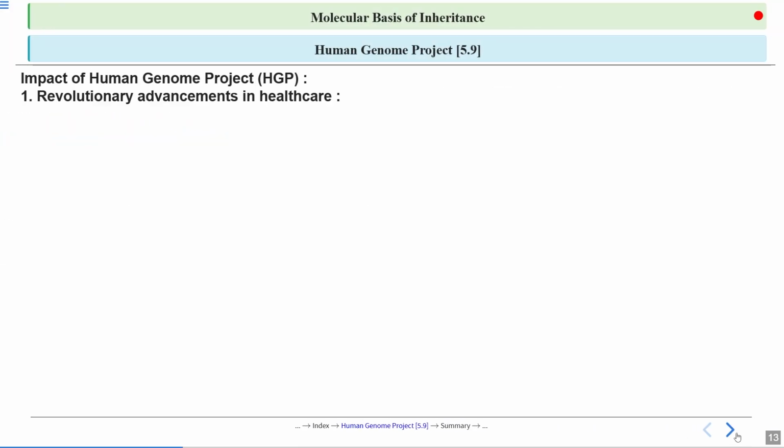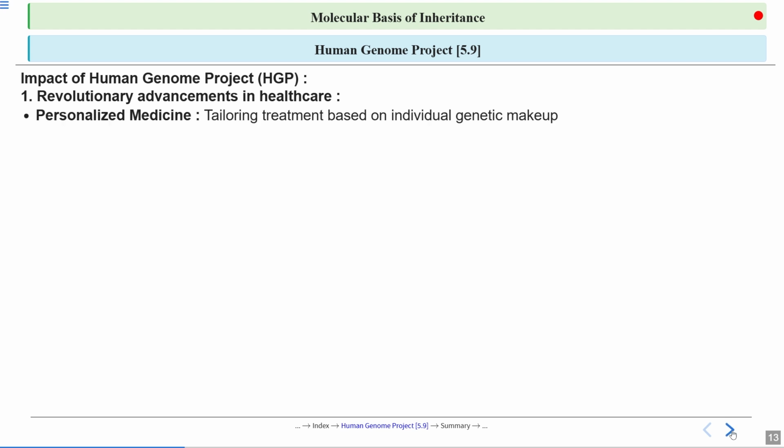Now, what was the impact of this Human Genome Project? If we talk about it, first is the revolutionary advancement in healthcare. What kind of revolution will come in the healthcare field? First, personalized medicine, tailoring treatment based on individual genetic makeup.